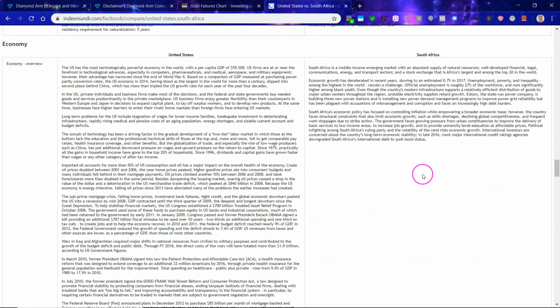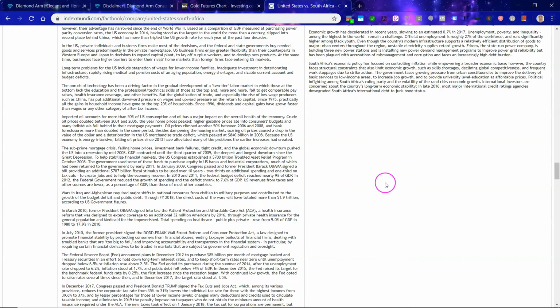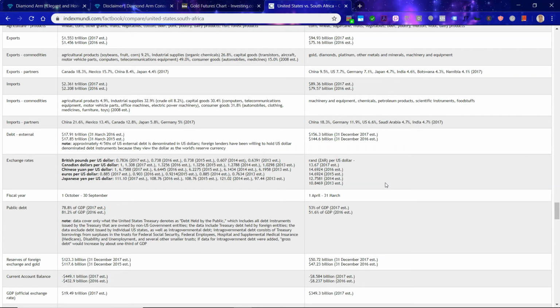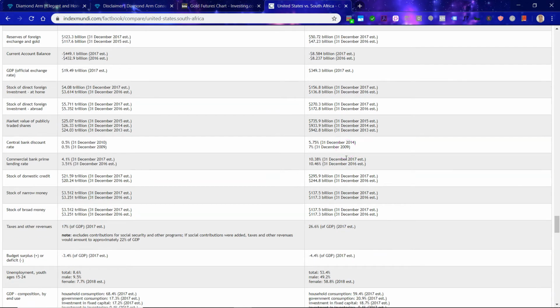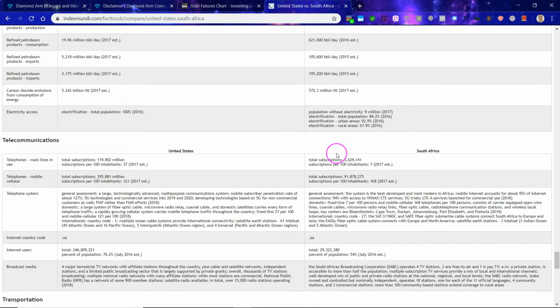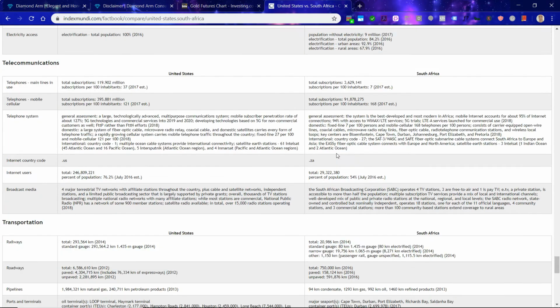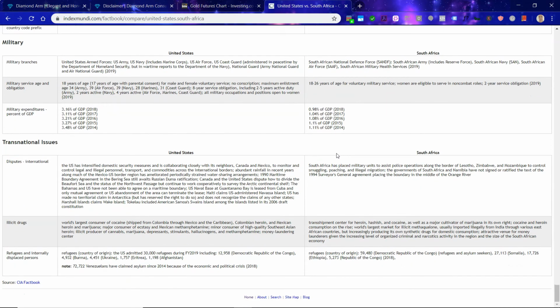International investors are concerned about the country's long-term economic stability. In late 2016, most major international credit ratings agencies downgraded South Africa's international debt to junk bond status. Yeah, that's not good. Our import partners: Germany is actually rather big here, 12%, but just 5% for USA. Interesting. So this is a great website for comparing countries. Tons of data from the CIA.